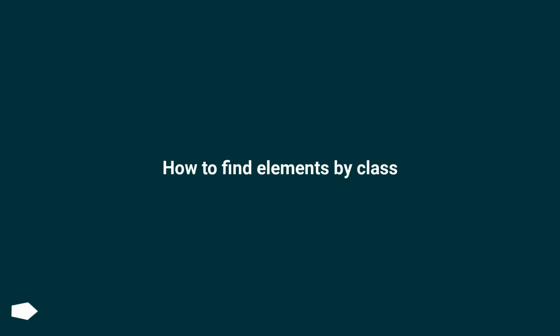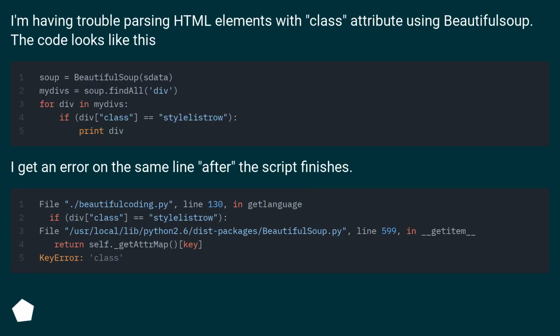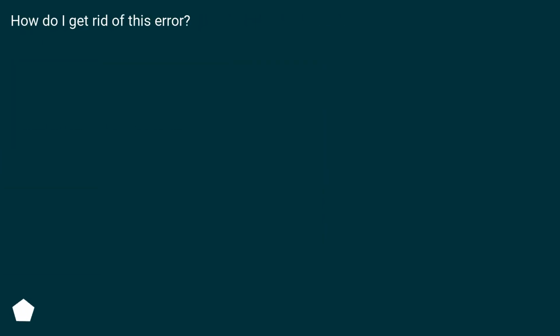How to find elements by class. I'm having trouble parsing HTML elements with class attribute using BeautifulSoup. The code looks like this. I get an error on the same line after the script finishes. How do I get rid of this error?